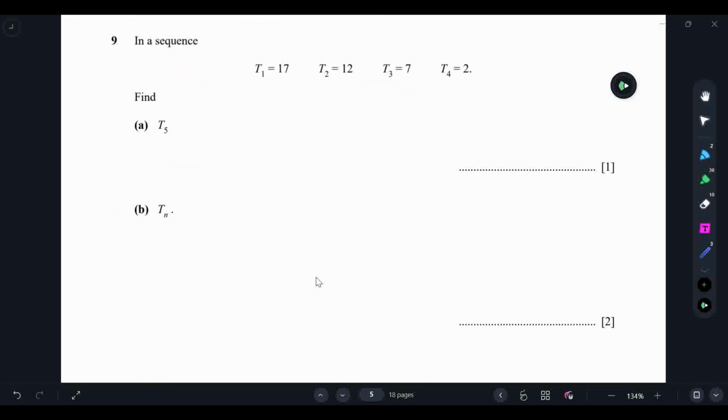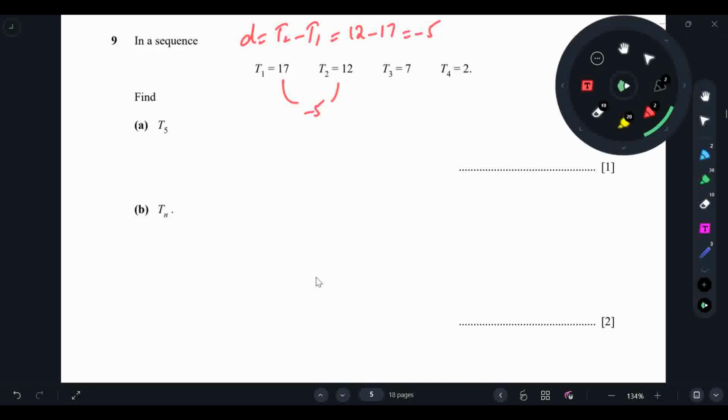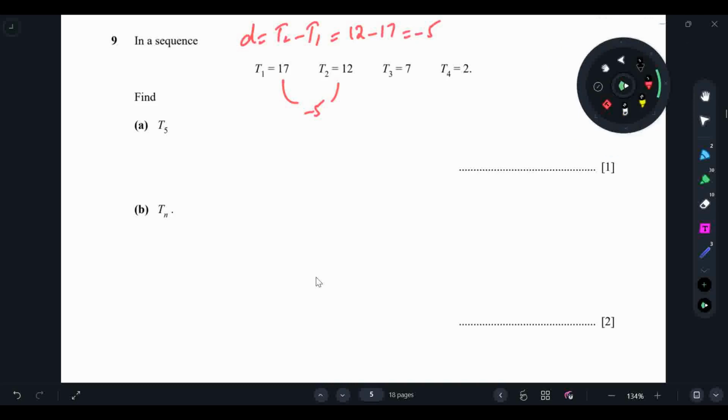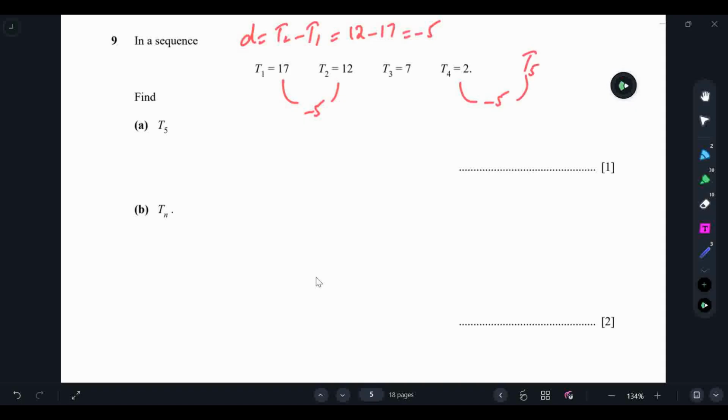Let's move to question number 9. Question number 9 is, in a sequence find this. So we can see that the difference is basically, how can we find the difference? Difference will be t2 minus t1, which means 12 minus 17, which means minus 5. So the difference is minus 5. So from here to here, we must have the difference of negative 5.